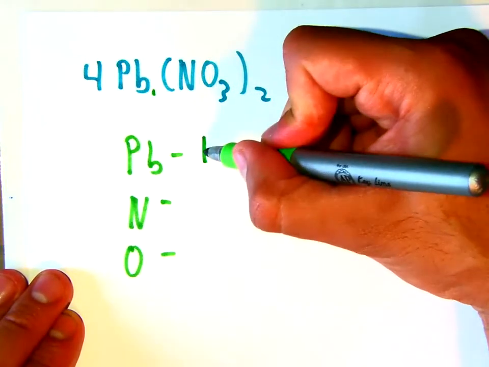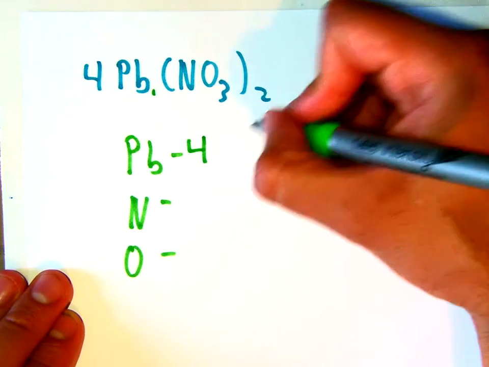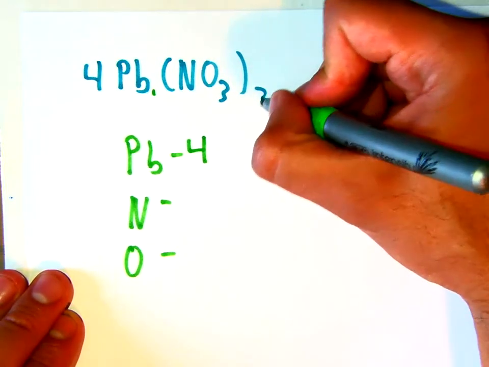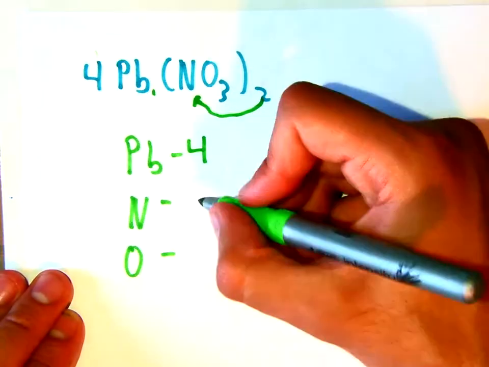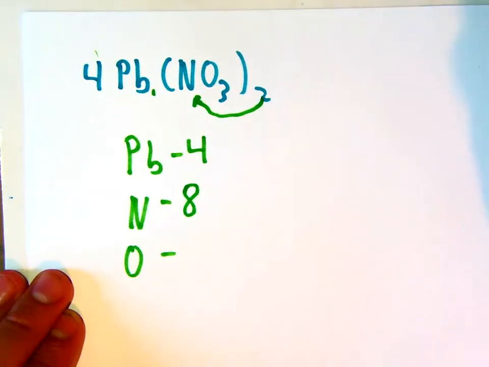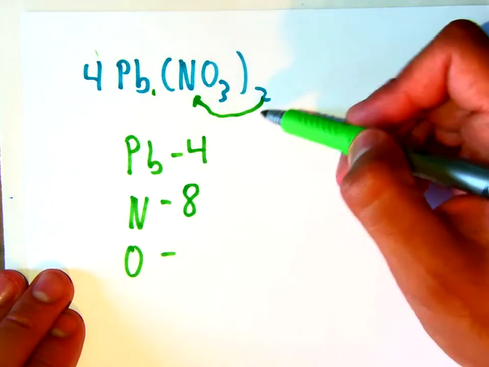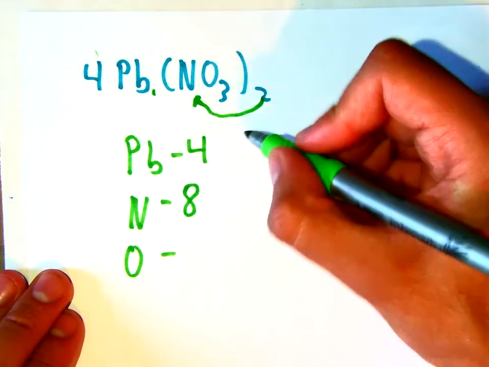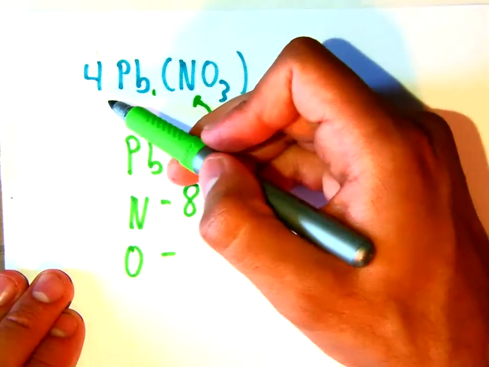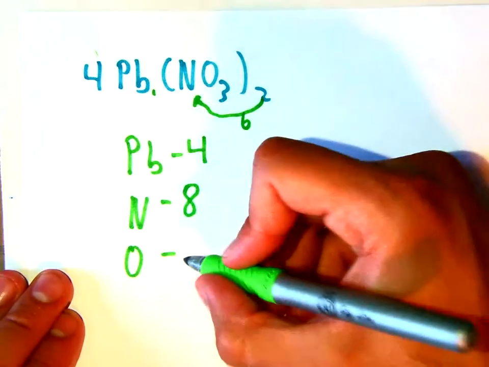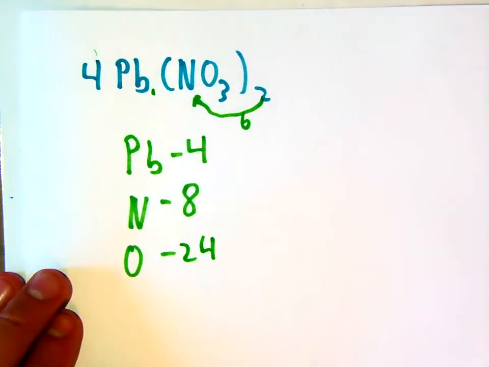So I have 4 lead. This 2 applies to the nitrogen, so I have 2 nitrogens times 4 of these compounds. 2 times 4 gives me 8. Now the oxygen is going to be a little bit trickier, right? Because we have this times this: 2 times 3 would give us 6, and we have 4 of these, so 4 times 6 would give us 24. And that's it.